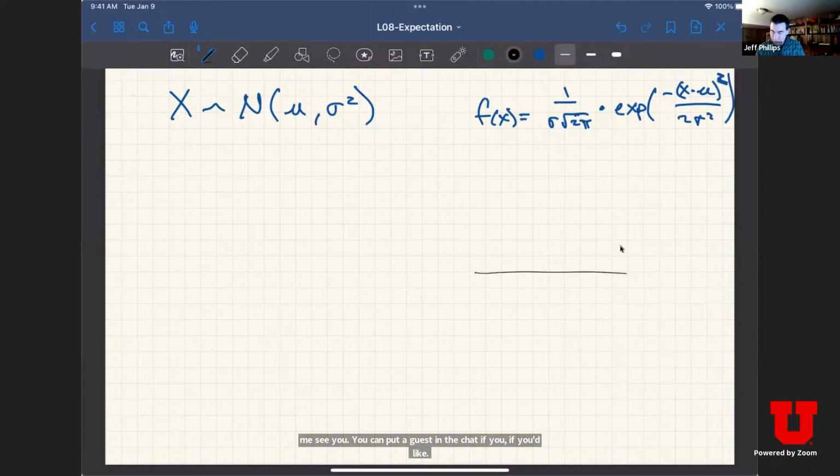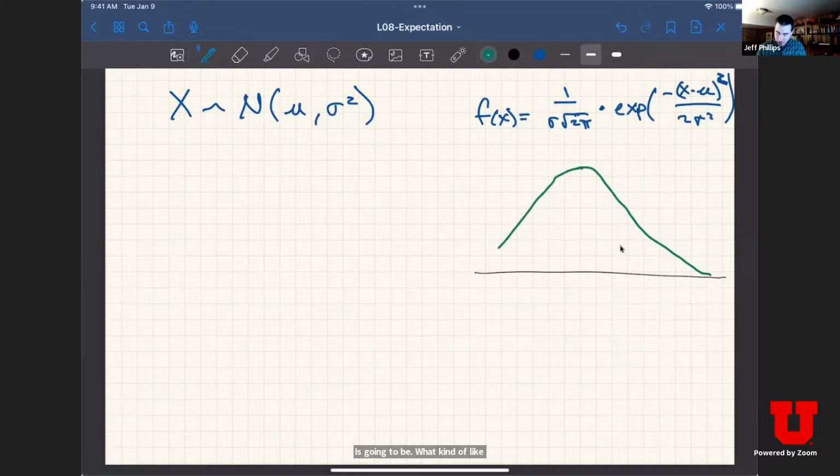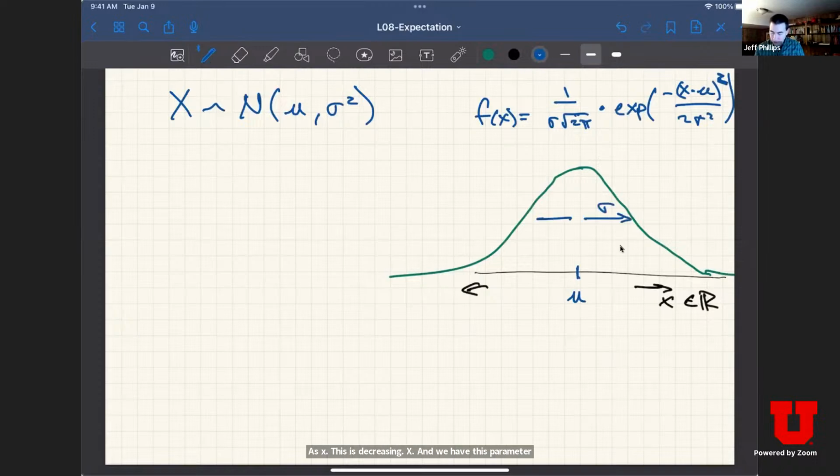Let me draw a picture of it again, and hopefully this will help. The picture of this distribution is going to look like a bump, decaying in both directions here. Remember, I can put mu here as a parameter. X is going in this direction, it's real numbers, increasing x this way, decreasing x this way. And we have this parameter sigma, which is roughly about halfway up, the width of this, okay? And so this mu is the center of it.